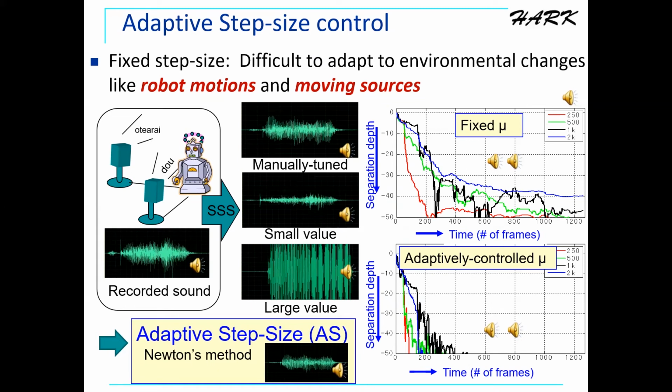If it's larger, the separation is diverged like this. To solve this problem, we proposed adaptive step size control, which frees us from tuning this parameter. And then we can maintain the performance without tuning, like this.